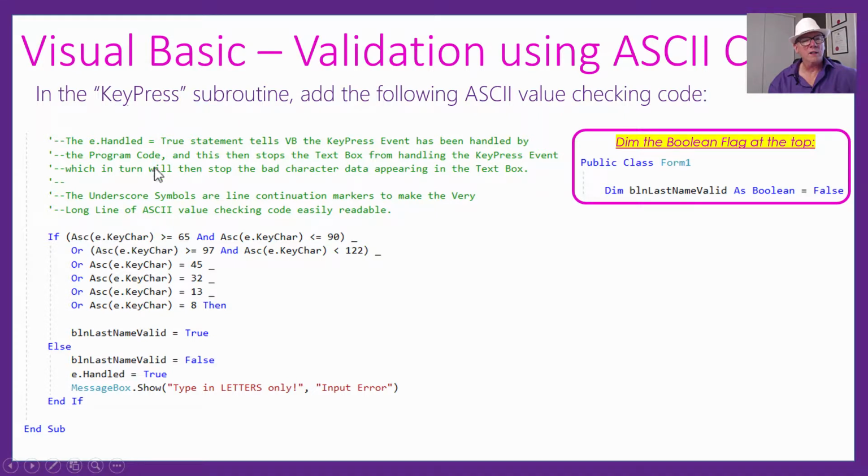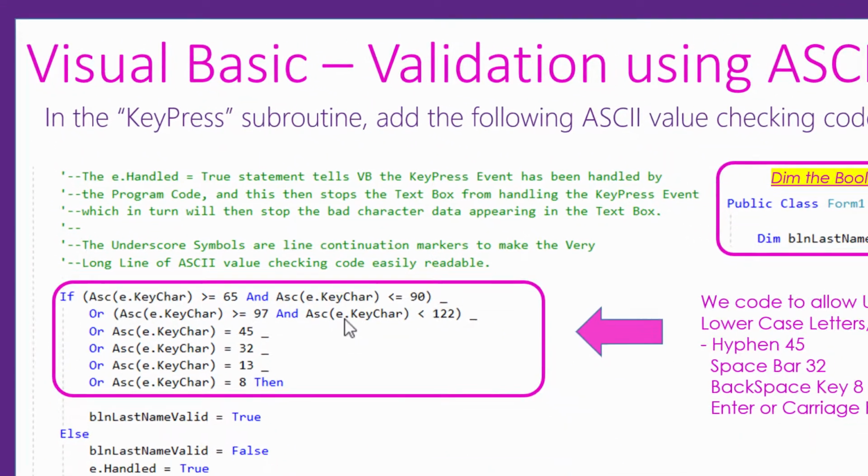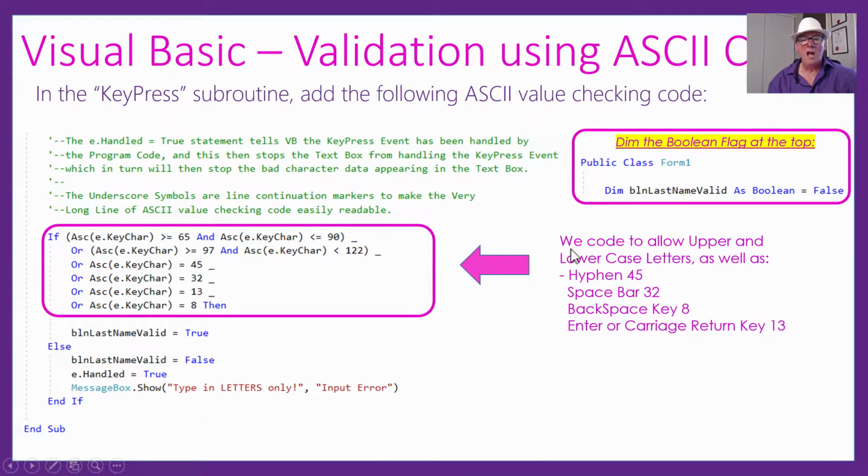where it's got the key press subroutine, which we just put in, and inside that subroutine, you're going to have this coding. So we're going to check if the ASCII code is between 65 and 90, that's good. We know it's an uppercase letter. If it's between 97 and 122, we know that is a lowercase letter. And we also have to do 45, 32, 13, 8, because that's for hyphen, space bar, backspace, and the enter carriage return, the enter key. Okay, so they're going to be all the good ones.